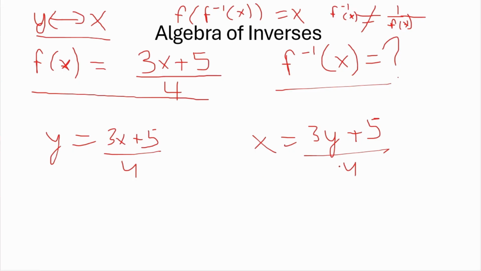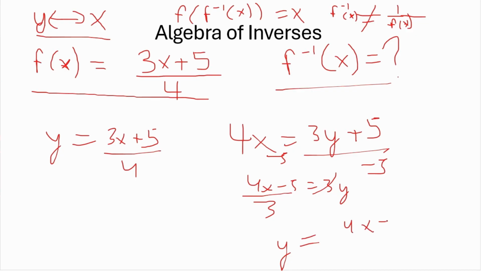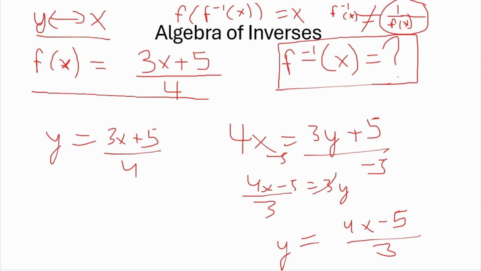So, multiply both sides by 4, subtract the 5, and it becomes 4x minus 5 equals 3y. Divide both sides by 3, and you get y equals (4x minus 5) over 3. And that's f inverse of x. Keep in mind, f inverse is not the same as 1 over f of x, okay?